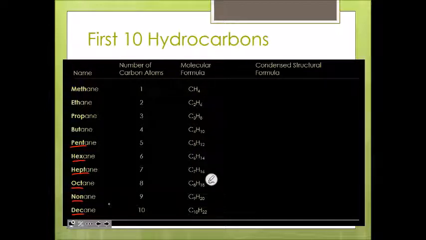For organic, the first 4 are different though. 1 carbon is meth, 2 carbons is eth, 3 carbons is prop, and 4 carbons is but. So those first 4 are different than the normal naming system where you would go with mono, di, tri, tetra. This is meth, eth, prop, and but for the first carbons. Then it starts at penta like normal. Here are the normal formulas, as you can see here.